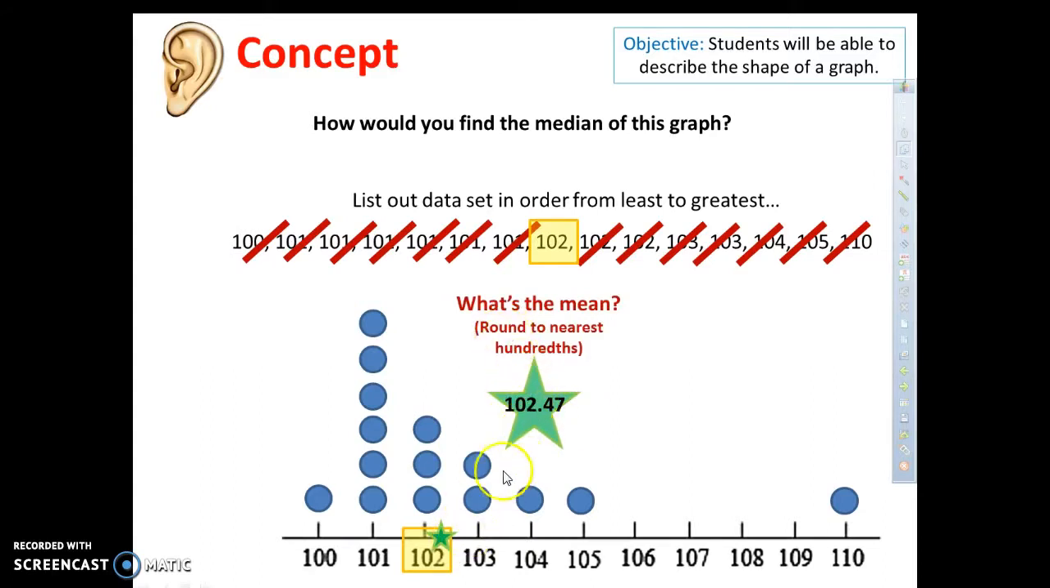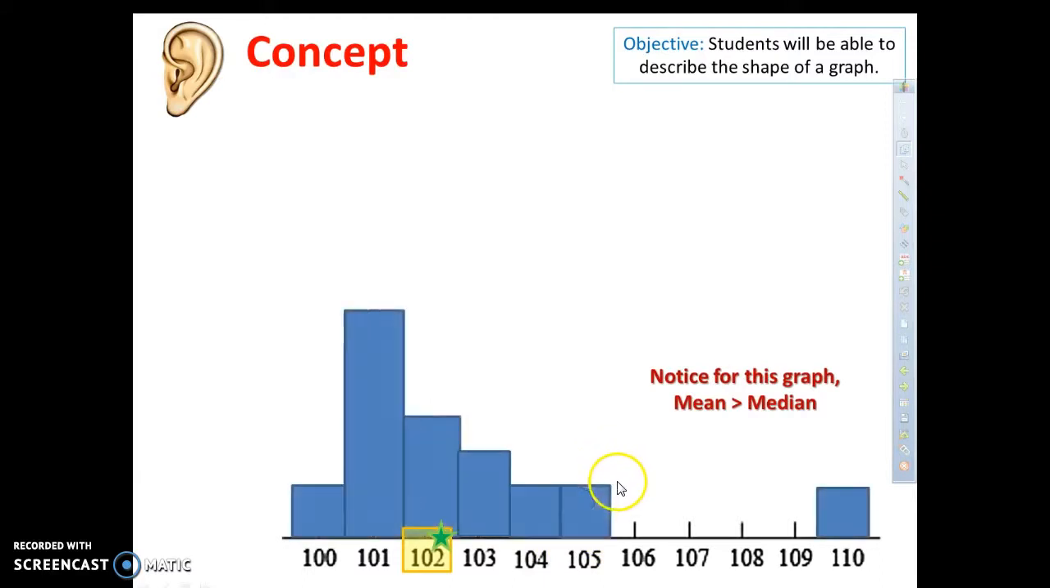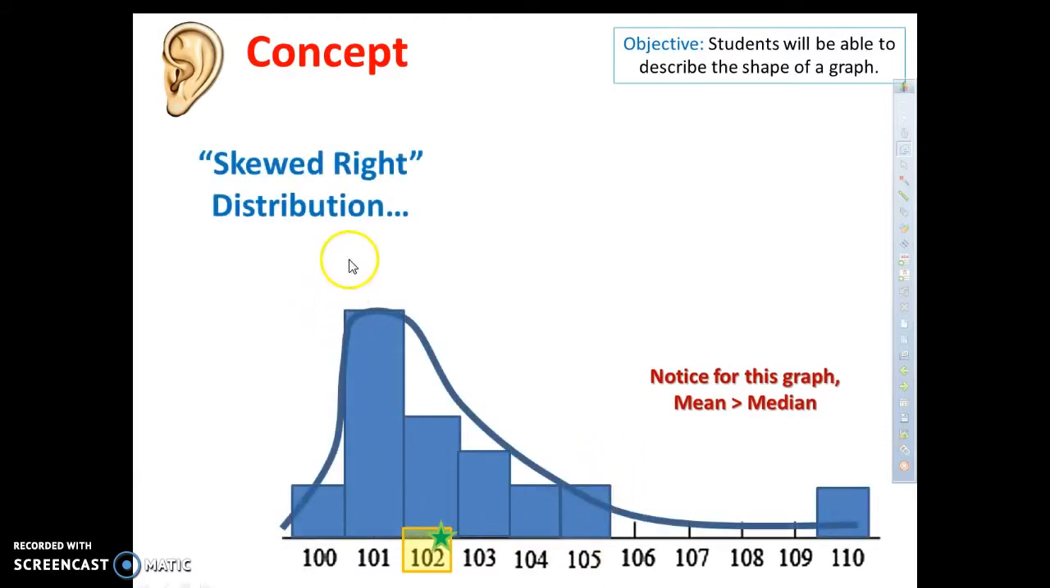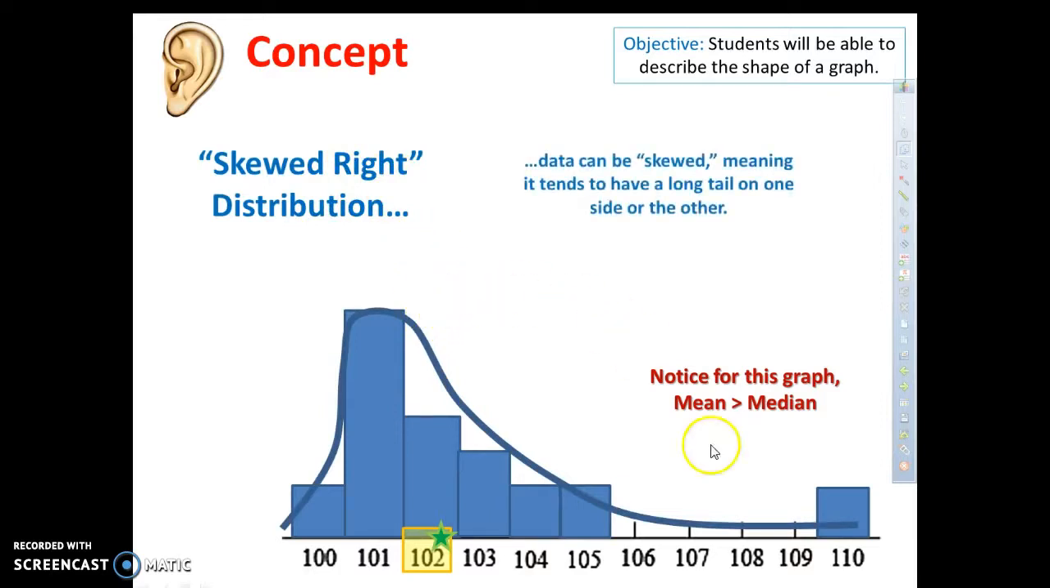102.47. Now notice my mean and my median are similar, but the mean is greater than the median. It's on the right side. The mean is greater than the median. It's on the right-hand side. So what we call this is a skewed right distribution, and the reason is because my tail gets pulled to the right. That's the easy way to think of it.